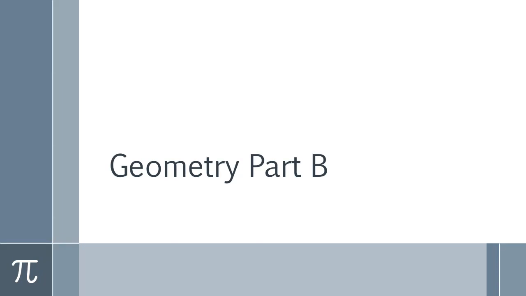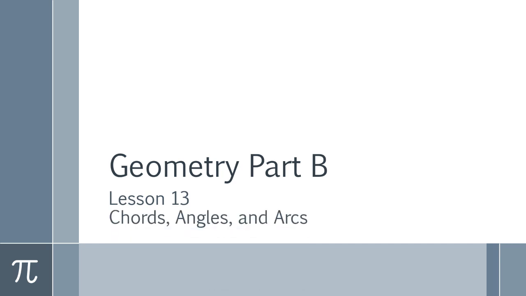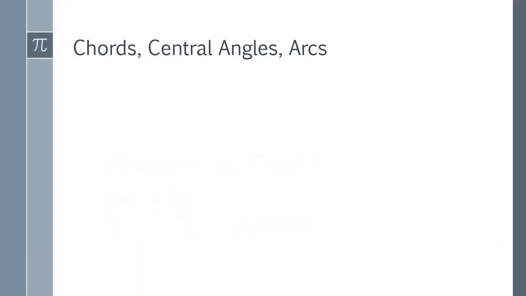This is Mr. Rowe. We're looking in Geometry Part B. This is Lesson 13, and we're going to talk about chords, angles, and arcs. So let's just review some things that we need to know in order to be successful in this lesson. First of all, a chord is a segment within a circle that has endpoints on the circle.